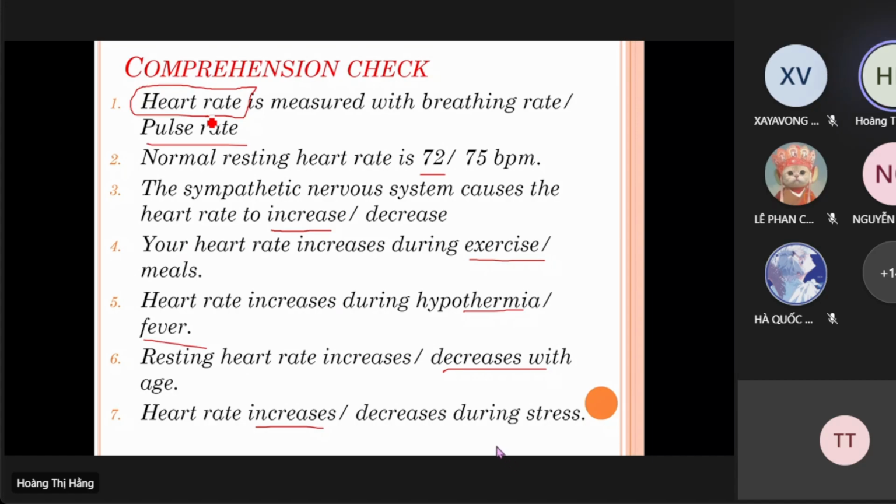The normal resting heart rate is 72. In a newborn baby, it is higher. However, the resting heart rate decreases with age. This means that in the elderly, the resting heart rate is lower than the resting heart rate of a young person. When you do exercise, your heart rate increases. When you have a fever, your heart rate also increases.